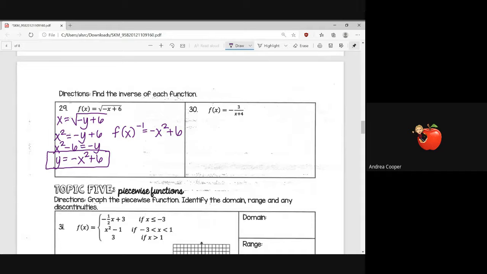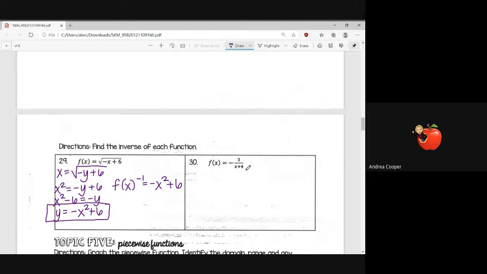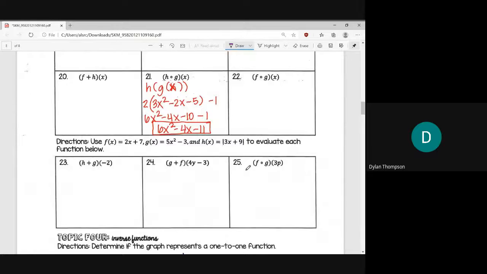Does anybody want me to go over any more other than the ones I just did? Yes. Can you go back up real quick to right there, I think. So number 21. Can you show me how you did all that? Yeah, I'll do the next one too.